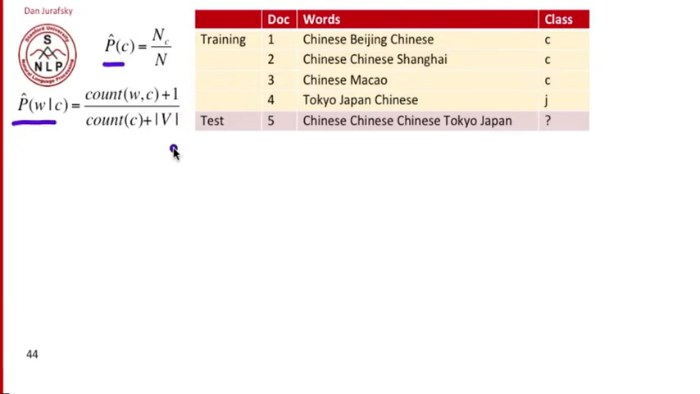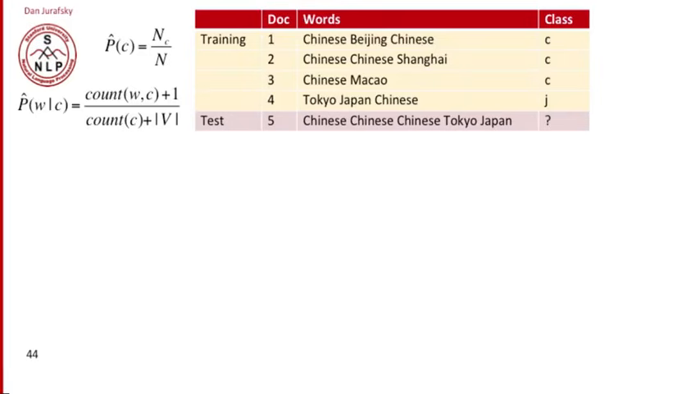Let's assume that we have 4 training documents, 1, 2, 3, 4, and 1 test document. And here are the documents. They're simplified, obviously. This document has only 3 words: Chinese, Beijing, Chinese. And this document has 3 words: Chinese, Chinese, Shanghai, and so on. Let's say we have just 2 classes, China and Japan. Our job is to do Asian news topic classification. So 3 of our training documents are in the class China, and 1 of them is in the class Japan. And our question is, what's the class of this test document?